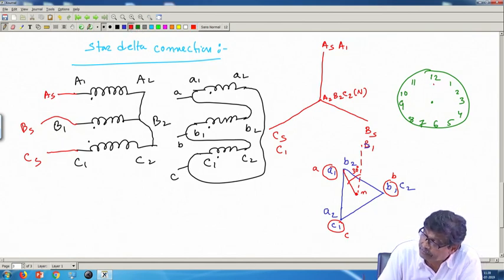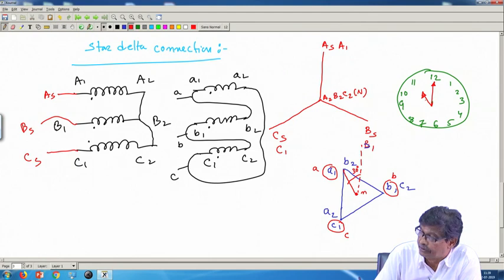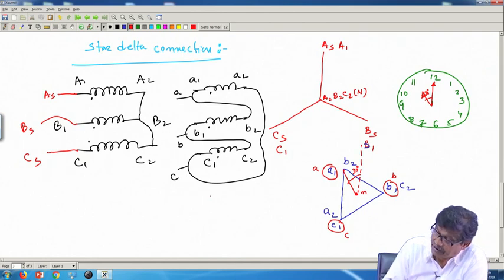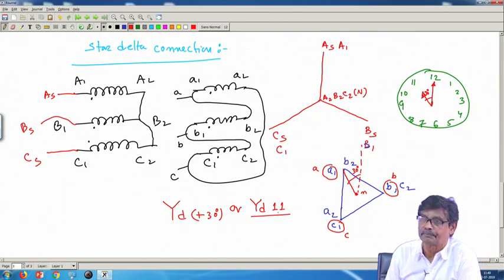So, that was this, and secondary voltage with respect to same A phase voltage with respect to neutral is now ahead of this. So, it must be shown here. This is the secondary voltage and this is 30 degree. So, this connection I should say it is Y D plus 30 degree, or you show Y D 11, like that.